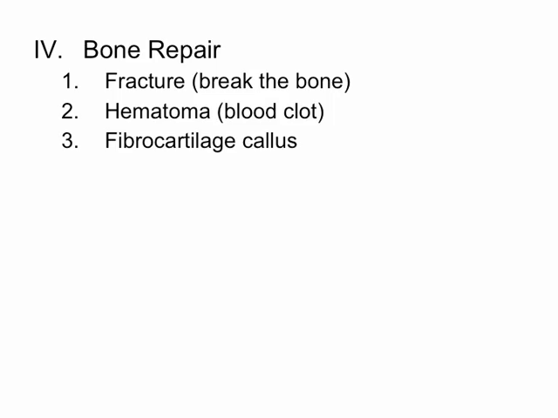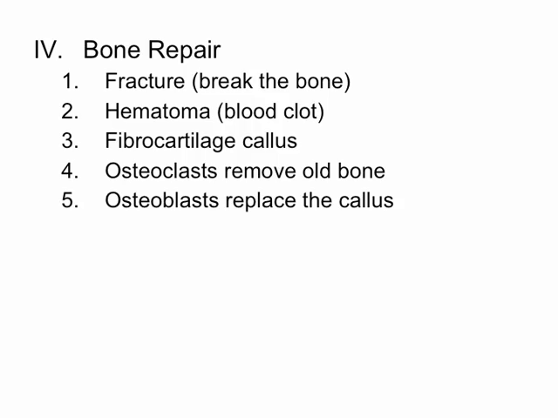The next thing that's going to happen is we're going to create a fibrocartilaginous callus around the outside of the two ends of the broken bone. So we're going to get a really big bump in addition to some really cool coloring from the hematoma. The next thing that's going to happen is osteoclasts are going to invade the area and remove old, worn out, or no longer usable bone. And ultimately, the osteoblasts are going to migrate into the area, and they're going to replace that fibrocartilaginous callus with bone.